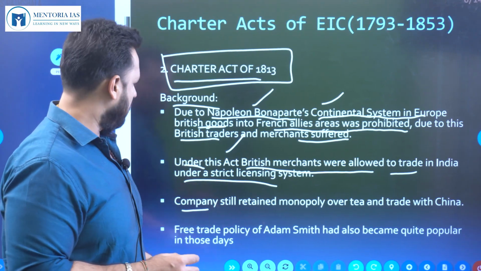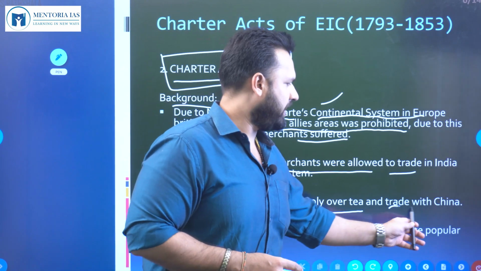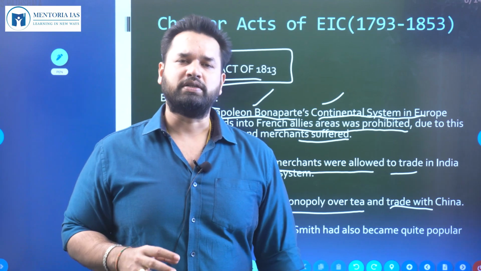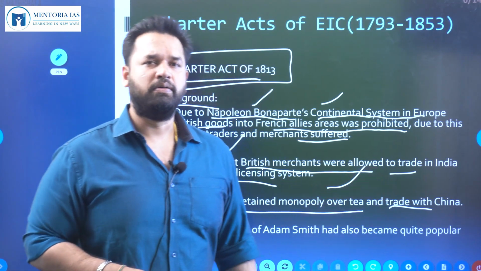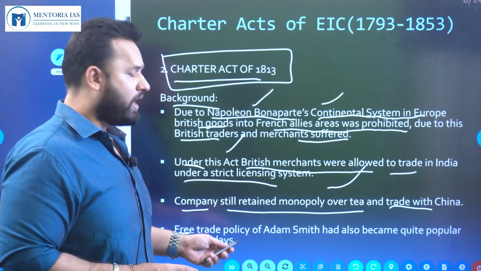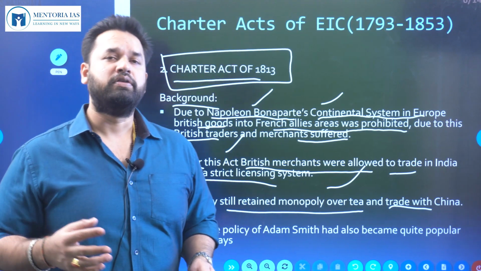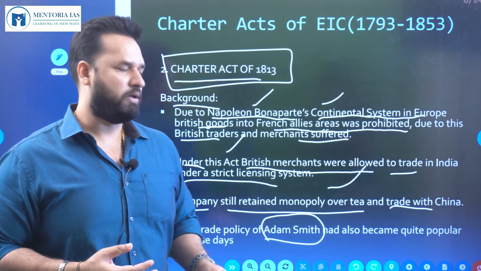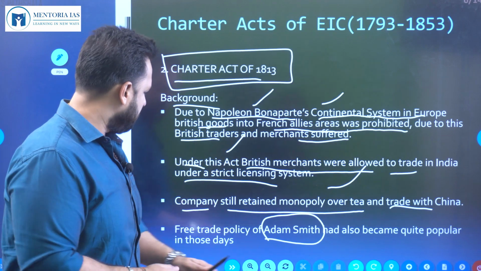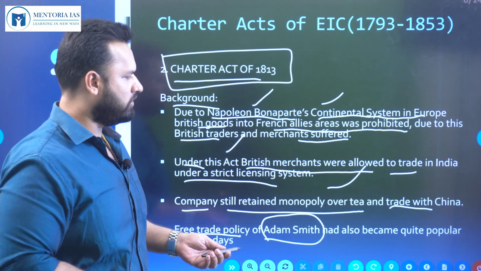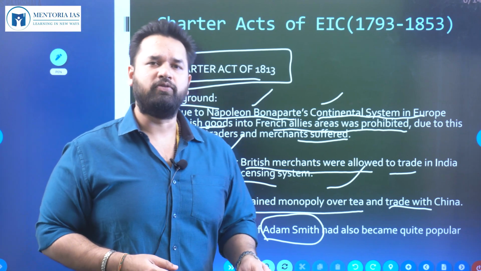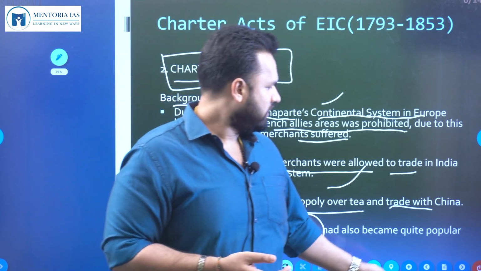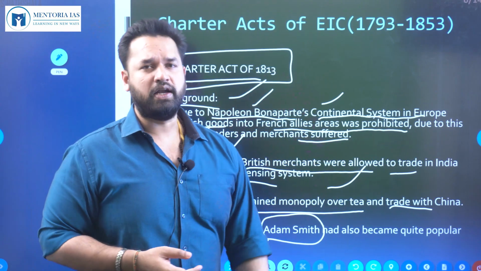But the monopoly of tea and trade with China remained. So, East India Company has exclusive rights of dealing with tea, plus exclusive rights of trading with China. And then what happened on the economic front? You all know Adam Smith, father of economics. His theory became popular, and his theory of free trade policy also became quite popular in those days, and people vouched for this free trade policy and for allowing other merchants into India. So this is the background before the passing of the Charter Act of 1813.